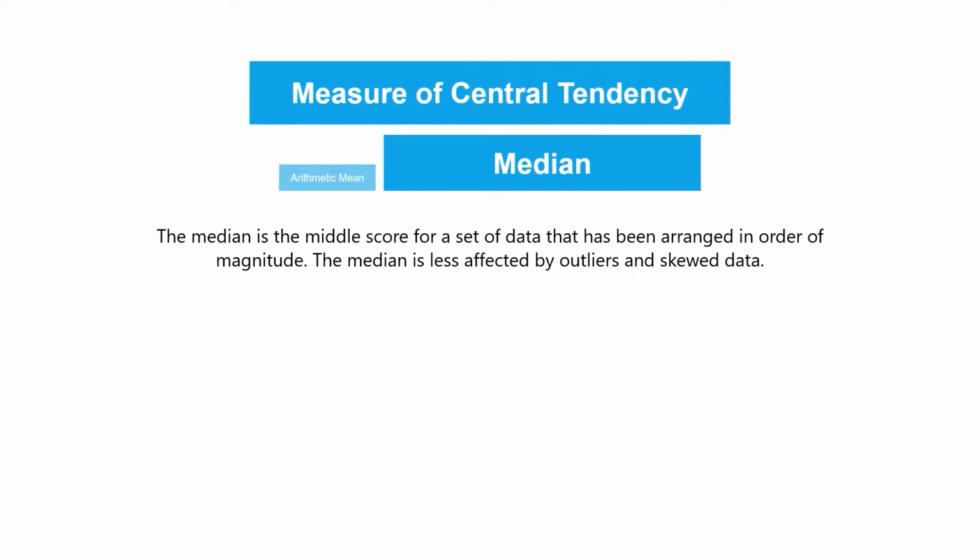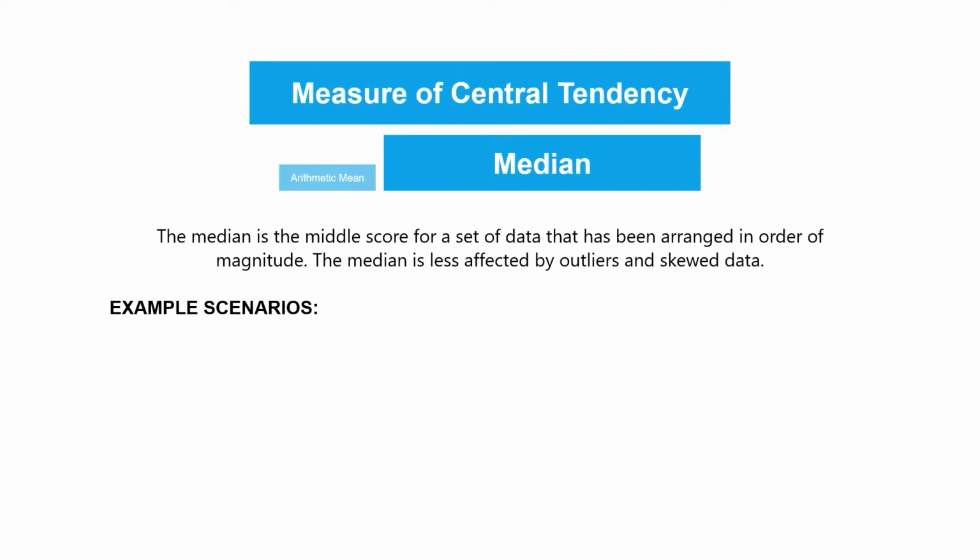This is the middle score for a set of data that has been arranged in order of magnitude. The median is less affected by outliers and skewed data. The only assumption that you need to satisfy before you can use median is that the variable should be at least ordinal. In fact, if your data is either not normally distributed or contains significant outliers, you must use median instead of mean. Definitely, you cannot use median for nominal variables because they do not carry any magnitude.